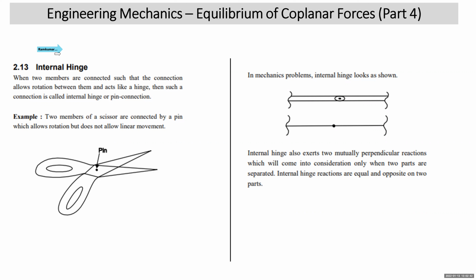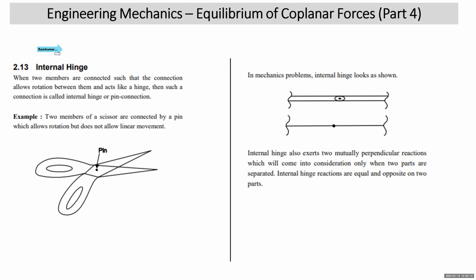Internal hinge is something that is suspended in the air. It connects two parts in such a way that rotation of both the parts is allowed, but movement in X and Y direction is restricted. So I read it: when two members are connected such that the connection allows rotation between them, and it acts like a hinge, it does not allow the parts to move in X and Y direction. Such a connection is called an internal hinge or pin connection.